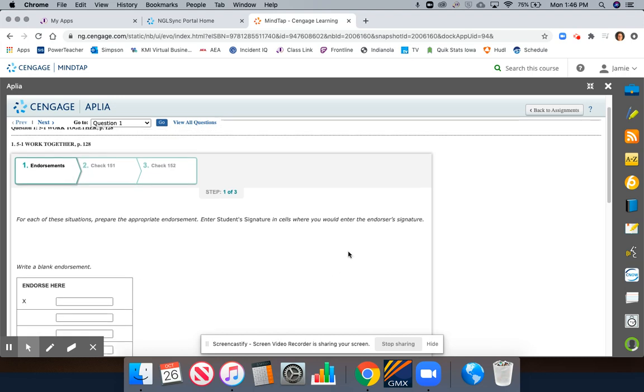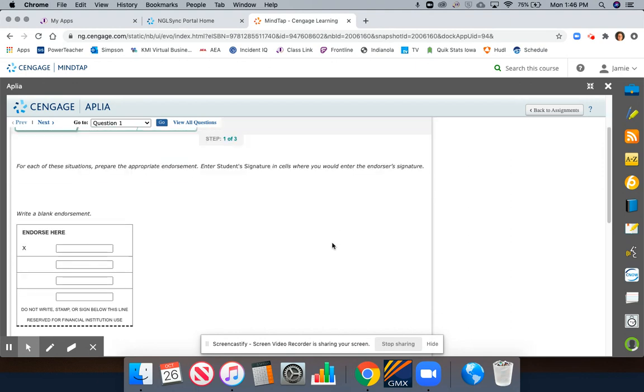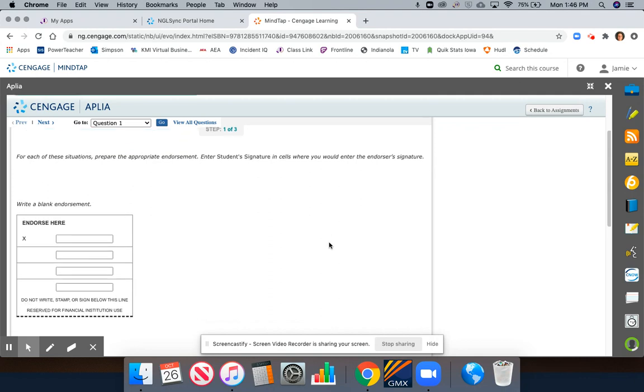For 5-1 work together, we have 3 tasks. The first task being endorsements, second task being writing check 151, third, writing check 152. The first check that we need to endorse is a blank endorsement.